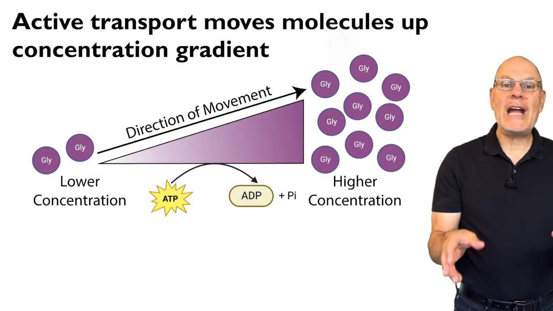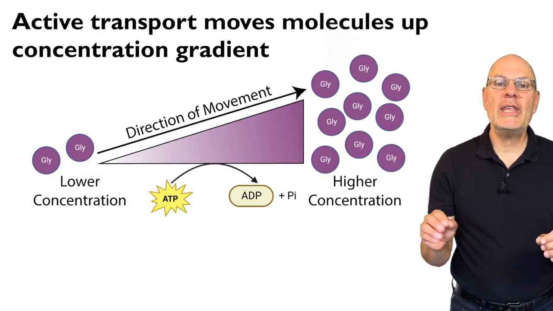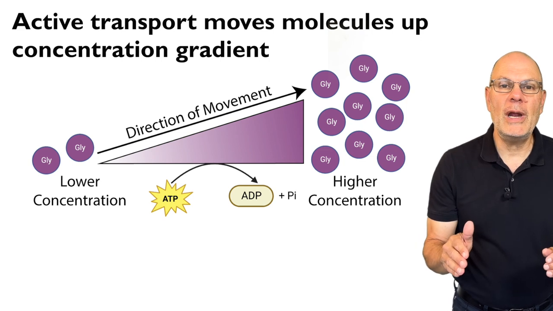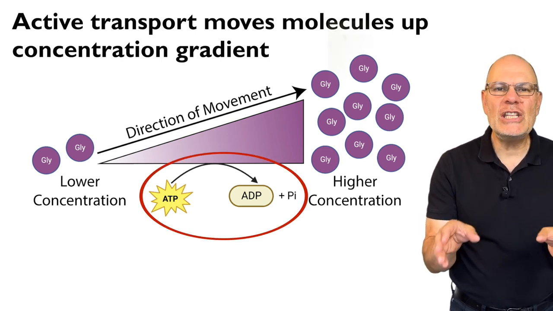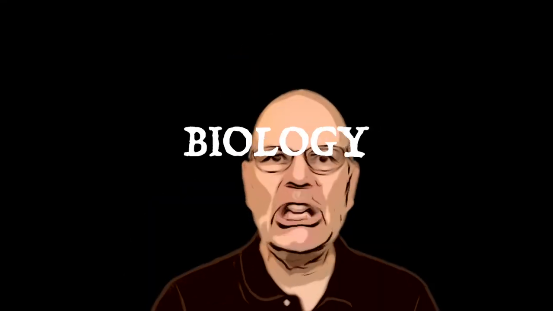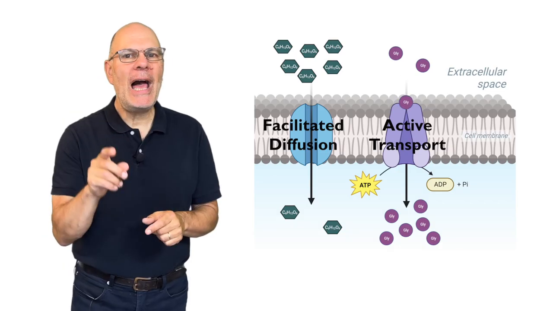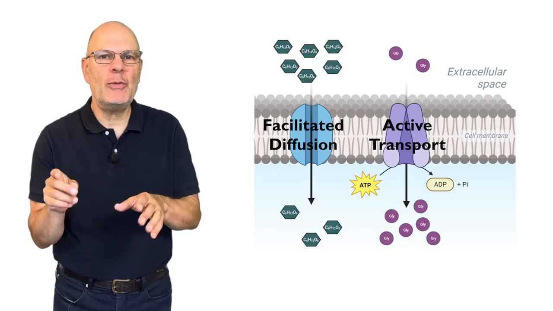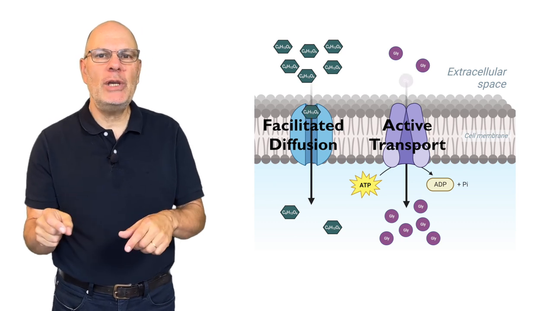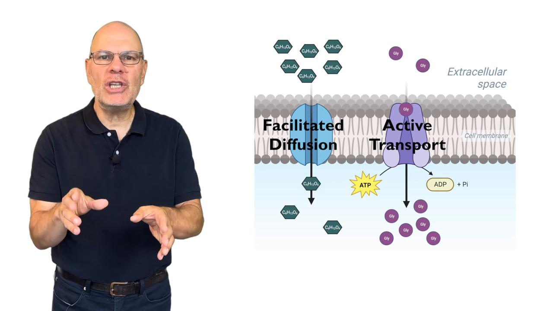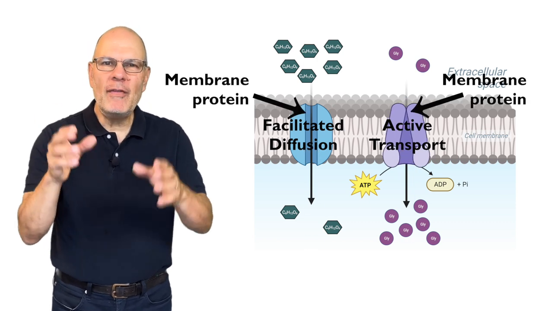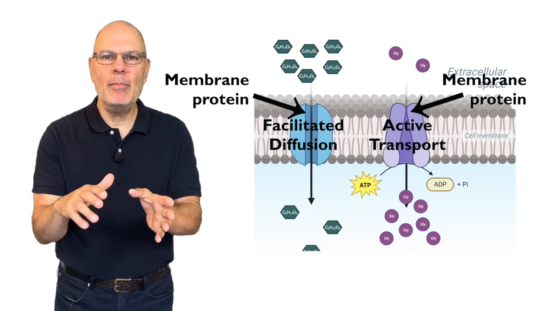Another way to describe active transport is to say that it's moving things up a concentration gradient. Again, this requires energy. It's against the flow of diffusion. So every biology student faces an enemy. It's called biology confusion. And biology confusion can really mess with you when you're trying to distinguish between active transport and facilitated diffusion, because superficially they look similar. They both involve a protein that's embedded in the membrane.